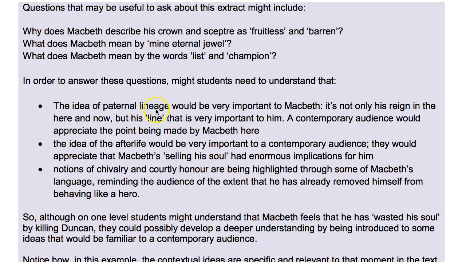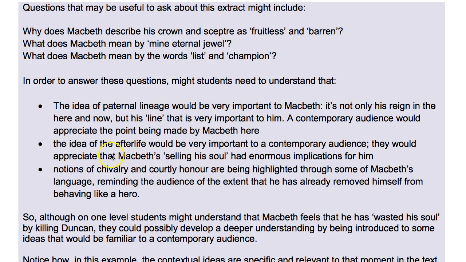The idea of paternal lineage would be very important to Macbeth. It's not only his reign in the here and now, but his line that is very important to him. In other words, his son becoming king and his son's son and so on. A contemporary audience would appreciate the point being made by Macbeth here, because that's exactly how King James has come to the throne. He has claimed a hereditary line from Banquo, in fact, as well as from Queen Elizabeth I.